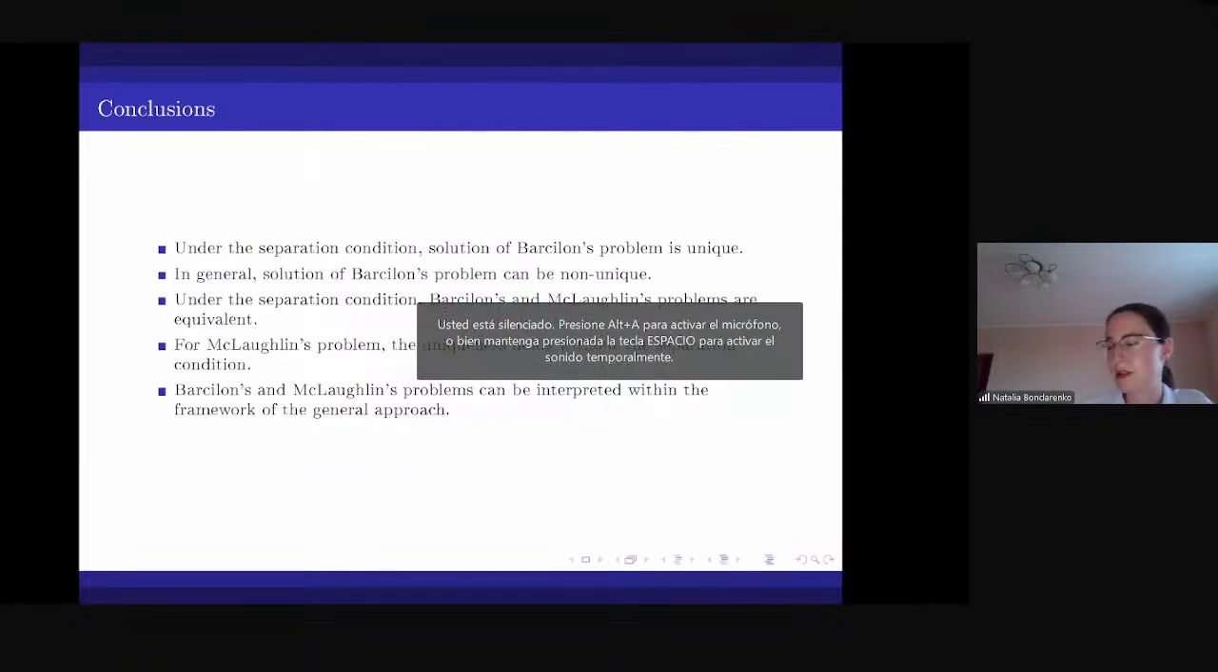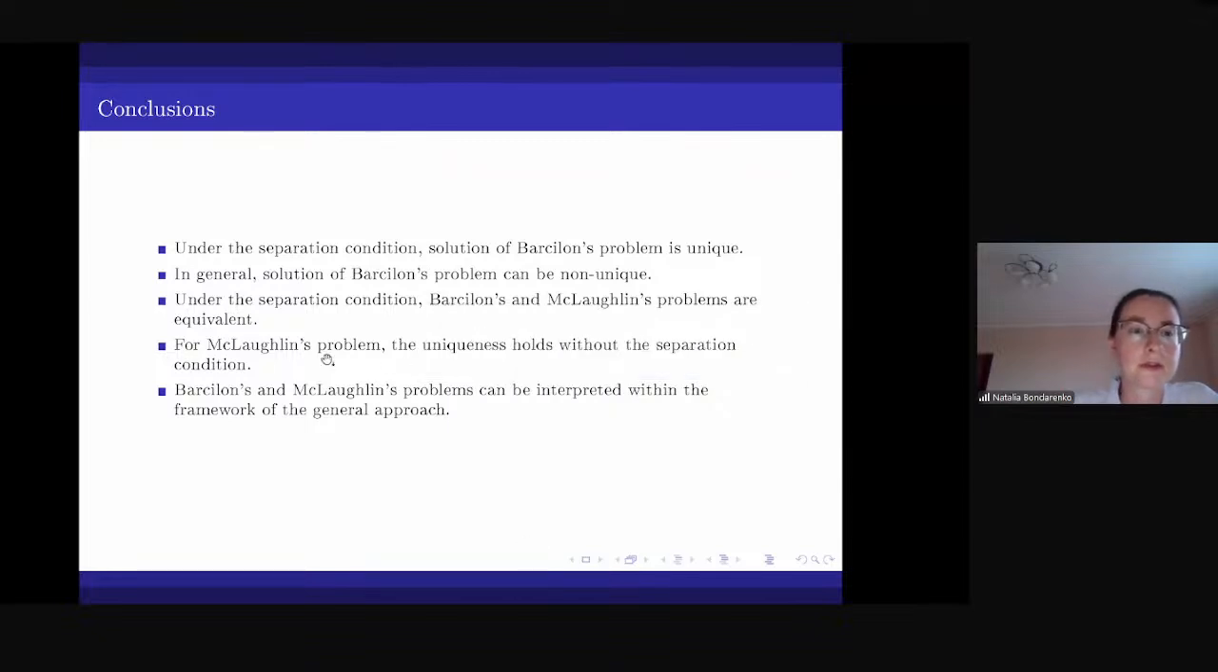So let me conclude the results. First of all, we have proved that under the separation condition, the solution of Barcelon's problem is unique. But in general, the solution of Barcelon's problem is non-unique. It is shown by a counterexample. Next, under the separation condition, Barcelon's and McLaughlin's problems are equivalent to each other. For McLaughlin's problem, the uniqueness holds without the separation condition.